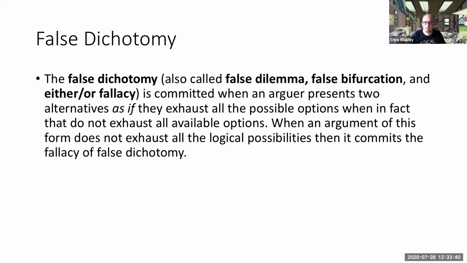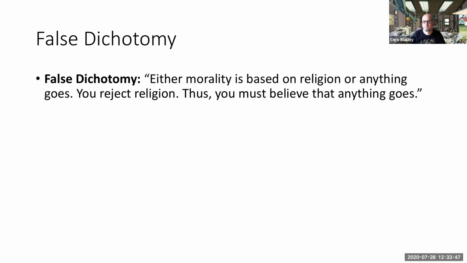They leave out some possible logical alternative. So I have a couple of examples here. Either morality is based on religion or anything goes. In Rick and Morty, sometimes it's presented as if, if God doesn't exist, then everything is meaningless and there is really no morality. You should just do what you want. So either morality is based on religion or anything goes. You reject religion, so there's the denial of one of those options. Thus, you must believe that anything goes.